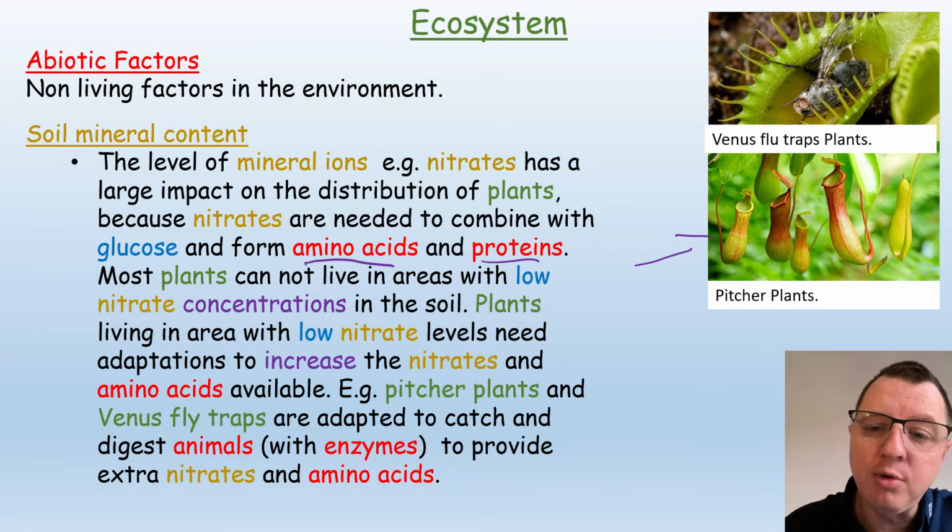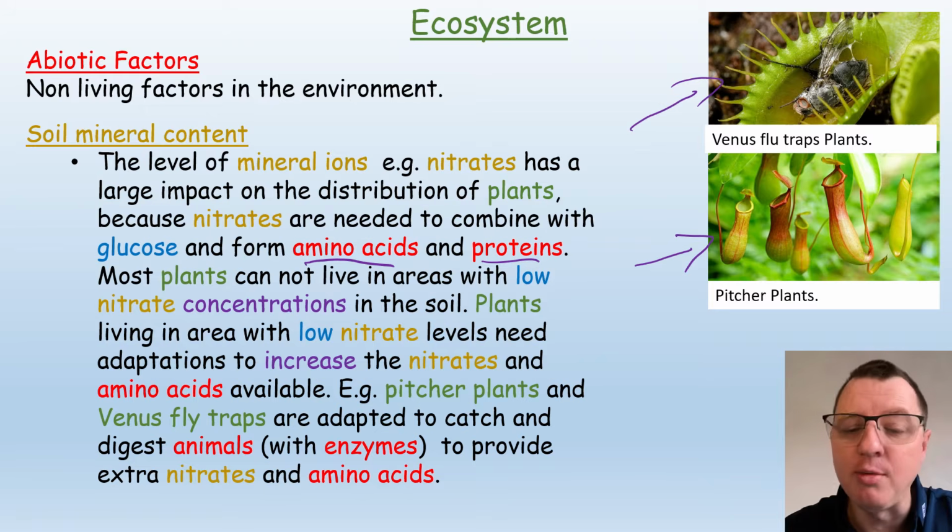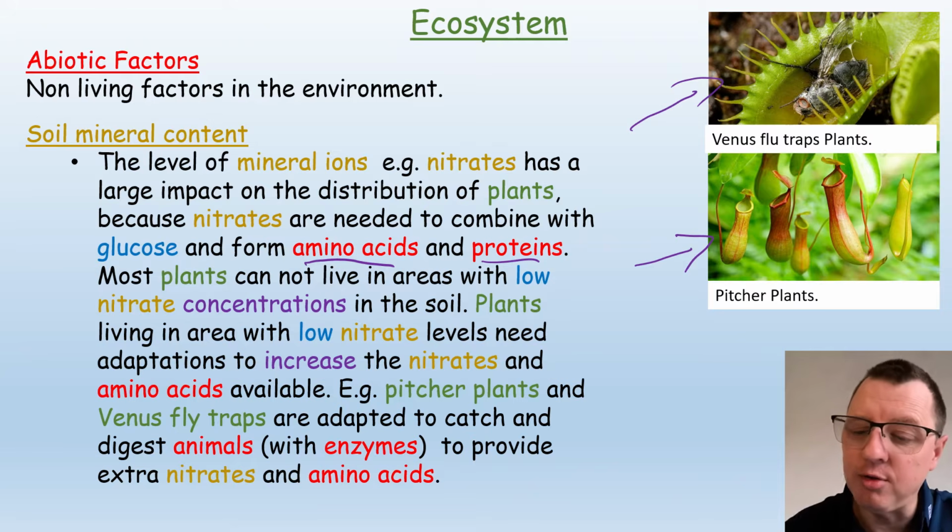Here's a couple of examples: the pitcher plant and the Venus flytraps. They're both adapted to catch and digest animals with enzymes, and therefore they can break down the proteins within those animals and utilize the amino acids and the nitrates within those proteins within their own growth. So if you are going to live in a low mineral, low nitrate area, you must be well adapted to that area because most plants cannot.